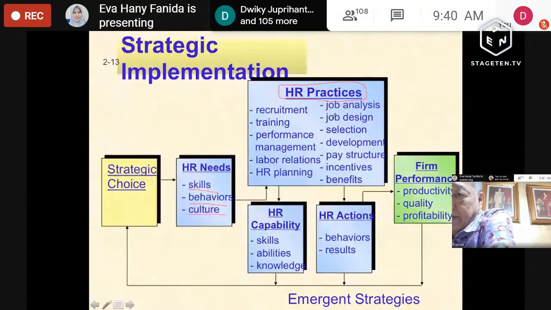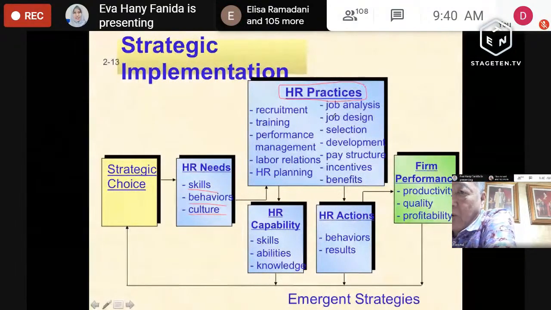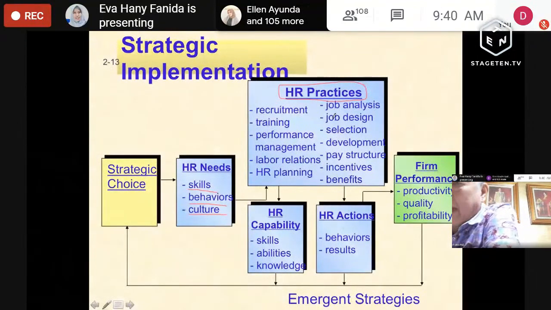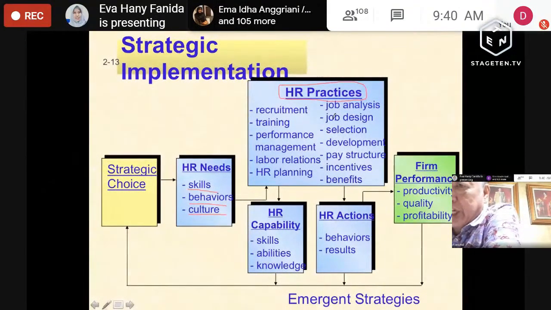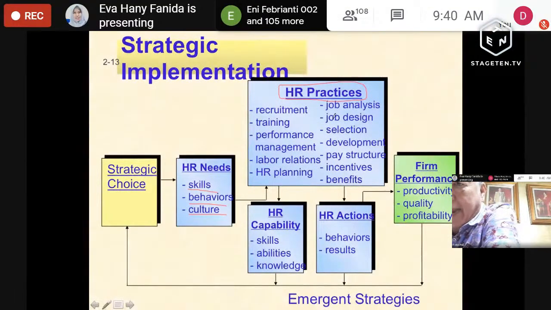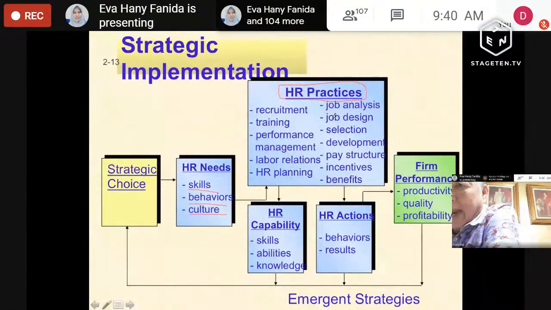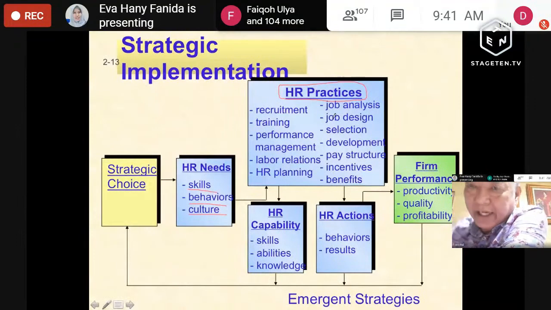HR practice right now is equivalent to HR function. There are so many HR functions, but we don't use all of them. We will try to adapt and apply those functions by using some practices in order to receive the people, the HR needs.